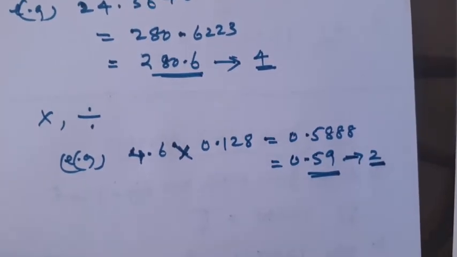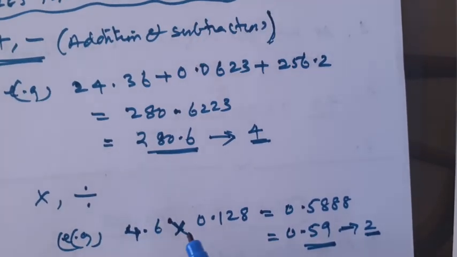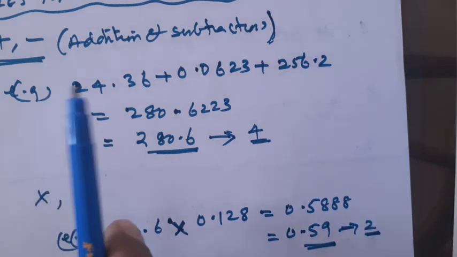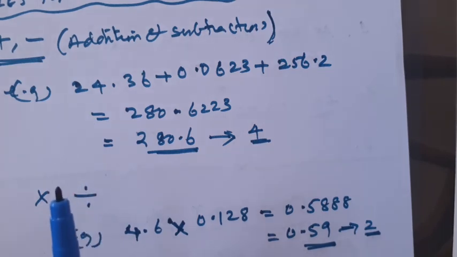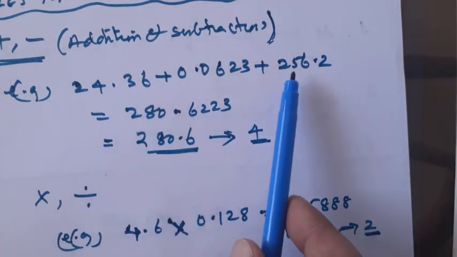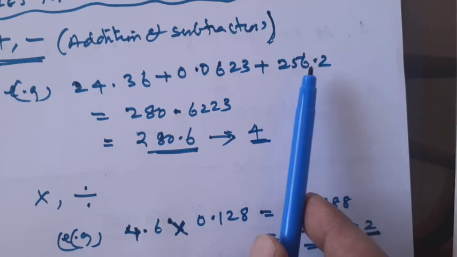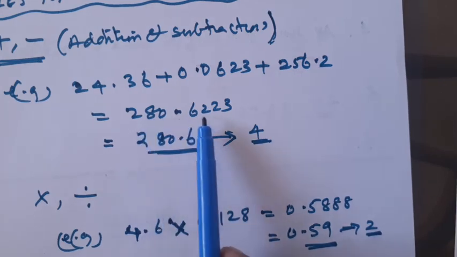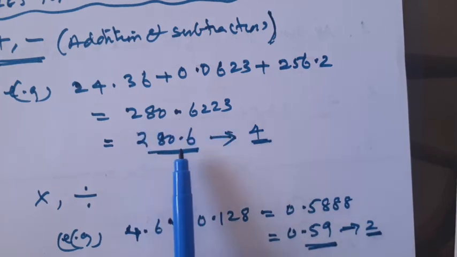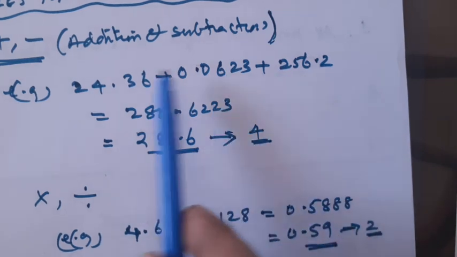So in case of arithmetic operations, addition, subtraction, multiplication, division, two rules we are following. In addition and subtraction, the final result should retain as many decimal places as are there in the number with the least decimal places. So in the first case, the least decimal places is in 256.2. So you should express your answer similar to this value. We are getting the answer as 280.6223, which is rounded off to 280.6, having 1 decimal place, which is the least one among all these 3.